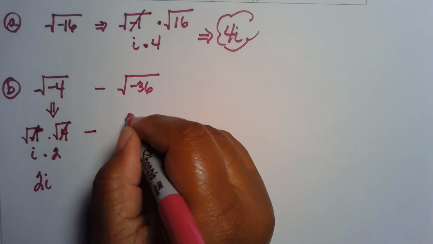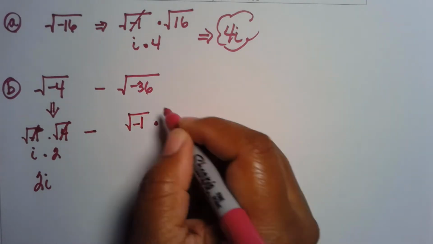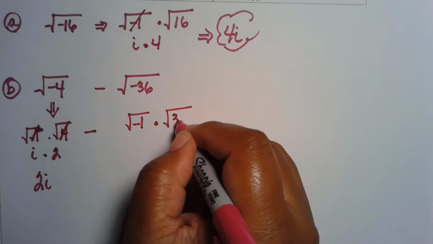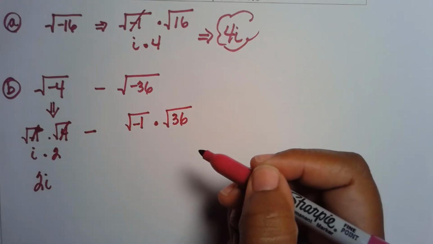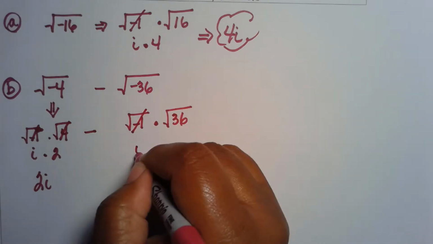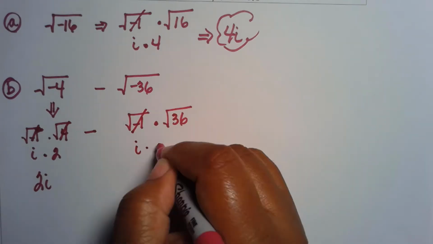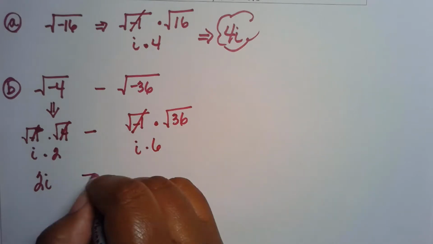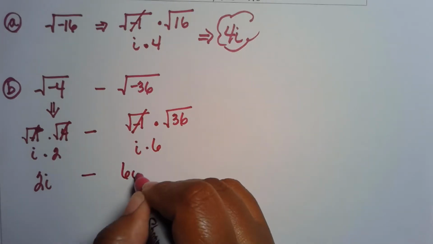We are taking out the -1 factor from the -36. So we have the square root of -1 times the square root of 36. Take the square root of -1, which is i. Take the square root of 36, which is 6. And we have 6i.